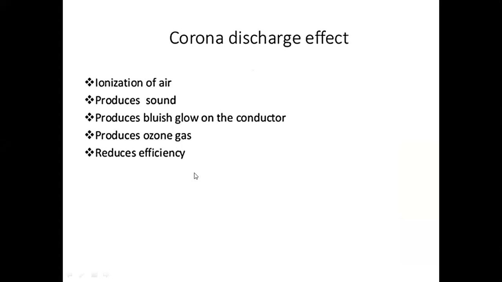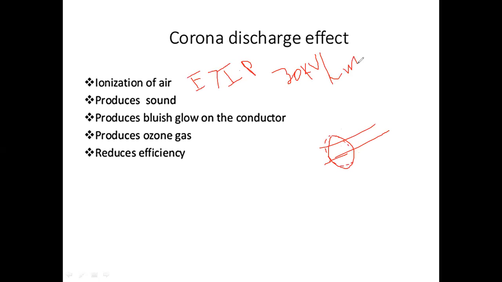So, you can see that, let's suppose for example this is a conductor, so the air around this will be ionized, because of the electrical stress, and this ionization will occur if the external electric field is greater than the ionization potential of the air, which is equal to 30 kV per centimeter. So ionization of the air will occur, and this is actually a power loss.